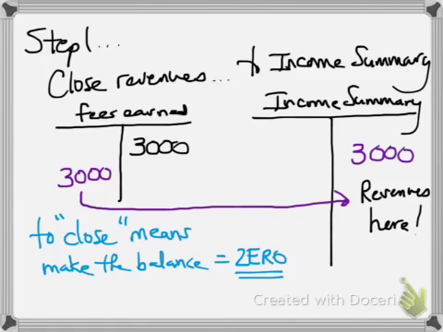We're going to take the $3,000 and transfer it out of fees earned and into income summary. So if we record a debit to fees earned, it means that the balance is now 0, and the corresponding credit is a credit to the income summary account. So what are we doing? We are summarizing the revenues into the credit column of the income summary account.